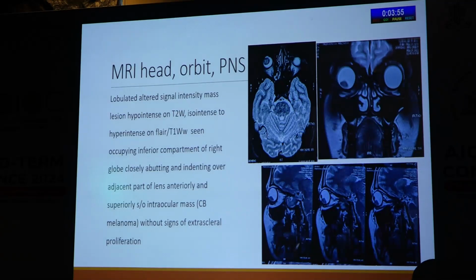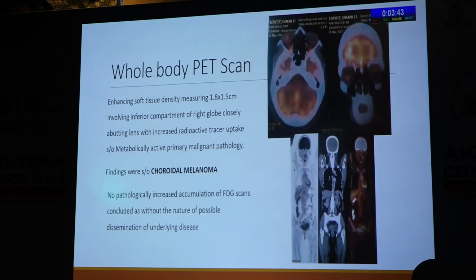On MRI we could appreciate a hypointense lesion on T2 and isointense to hyperintense on T1. It was quite limited. There was no encroachment on the other tissues of the eyeball or surrounding structures. A whole body PET scan was done because we were suspecting choroidal melanoma. It showed only FDG uptake in the lesion with no other metastasis.